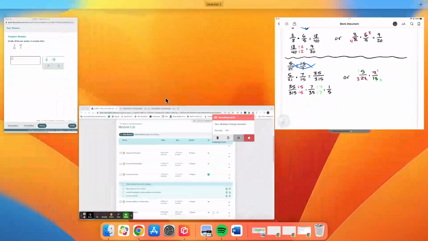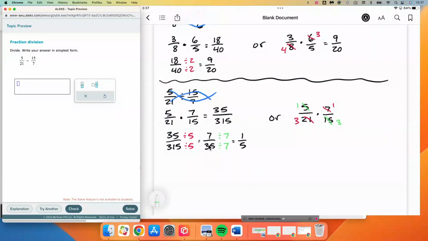Okay, so I did find a mistake when I was doing this over here. 315 divided by 5 is not 35. It's 63. Working with these nasty numbers is kind of tough. Should have used a calculator. 63 divided by 7 is 9.